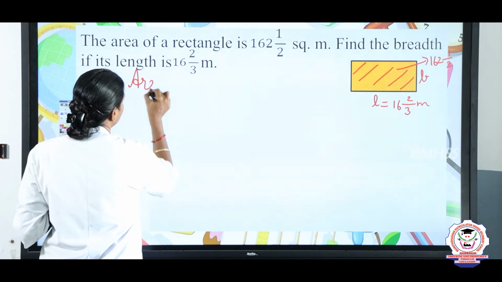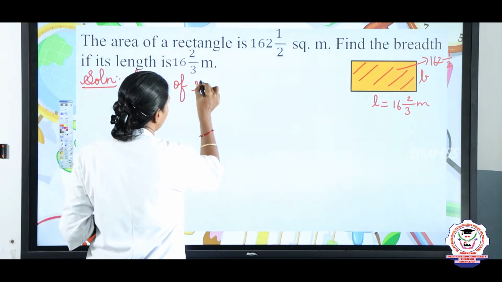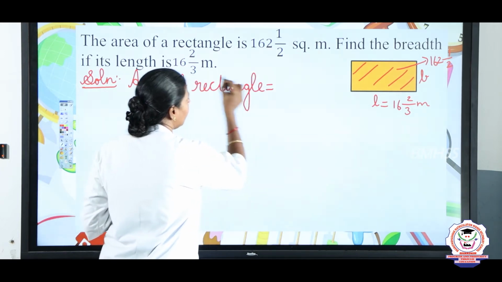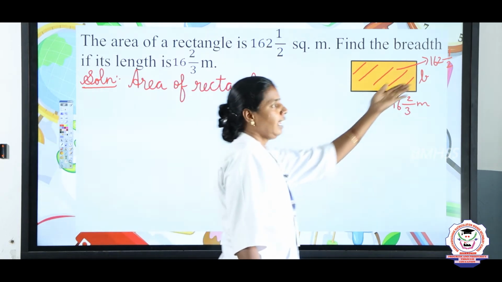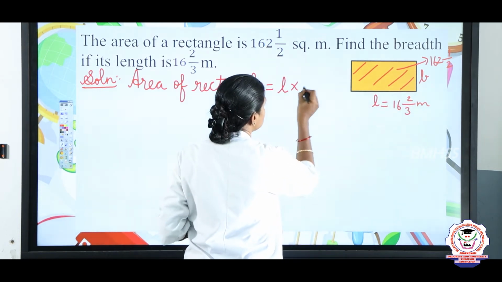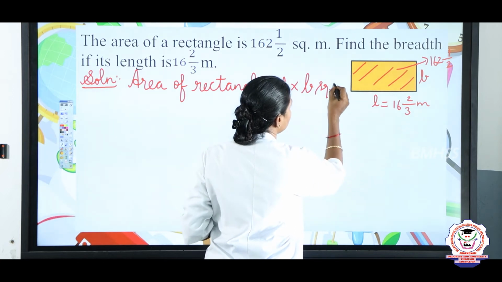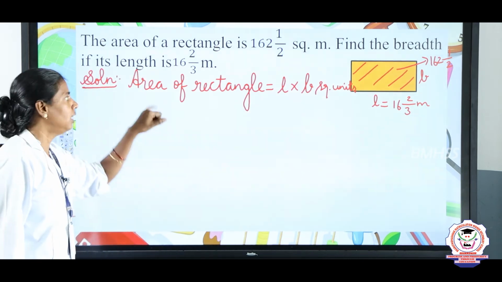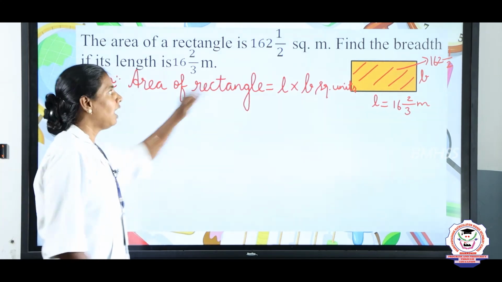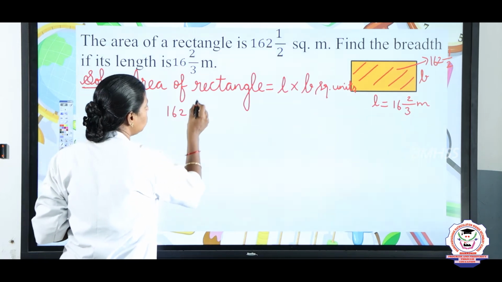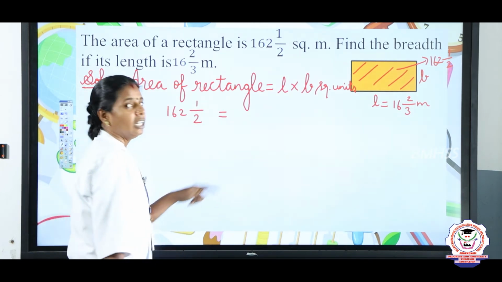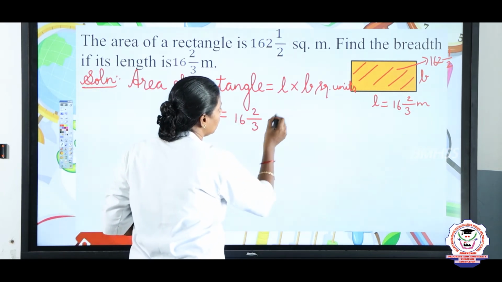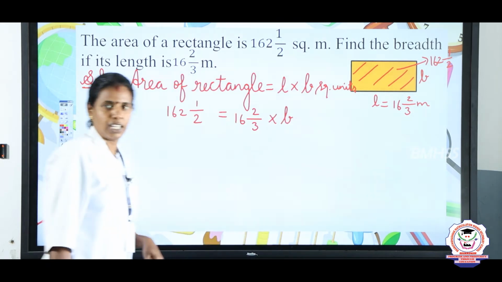the area of rectangle formula, which we will use here. What is the area of rectangle formula, children? Area of rectangle equals length into breadth, L into B square units. So this is the formula for area of rectangle. The area is given here, so 162 1/2 equals the length value, which we have also known, 16 2/3, into breadth, which only we are going to find, right?